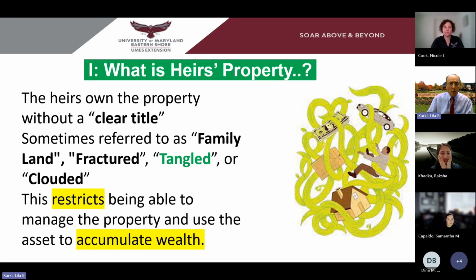And all these, no matter which form or whatever we call it, restrict being able to manage the property and use the asset to accumulate wealth in our land, meaning we cannot develop our land, improve, and use it to the best potential level.